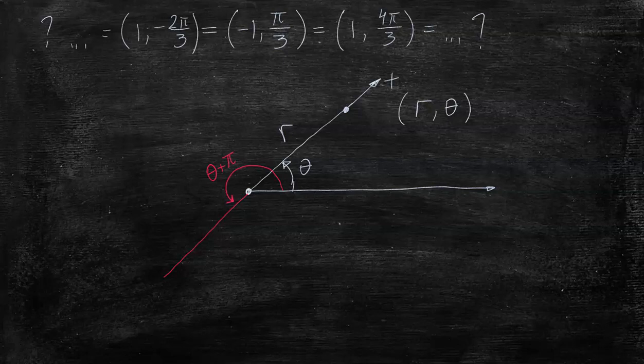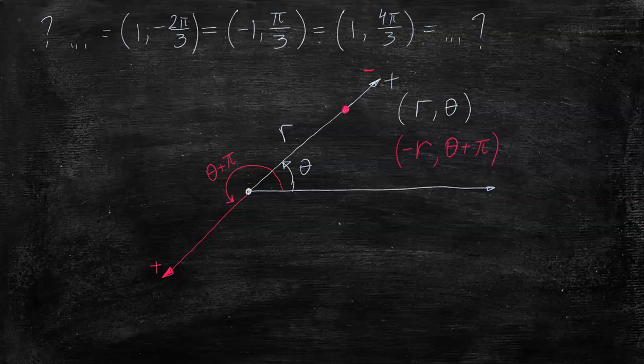That will bring us to the other side, and what used to be the positive direction will now be negative, and what used to be the negative direction will now be positive. So to get to the same point, if we move theta plus pi, we now have to move in the negative direction, but the same amount. So it's going to be -r.